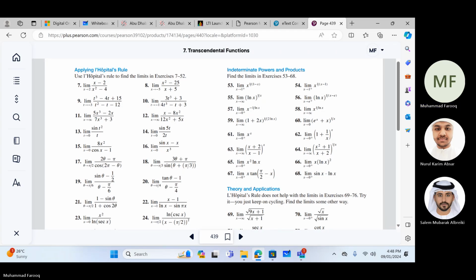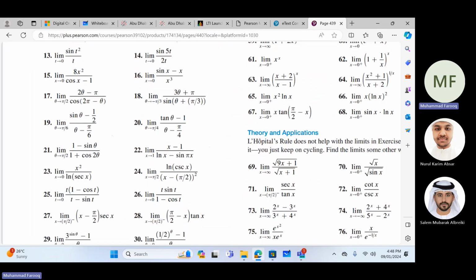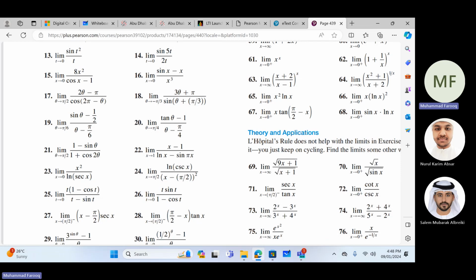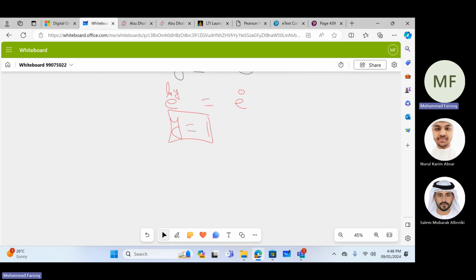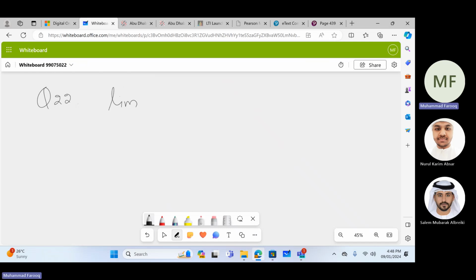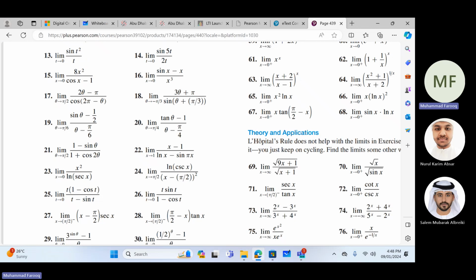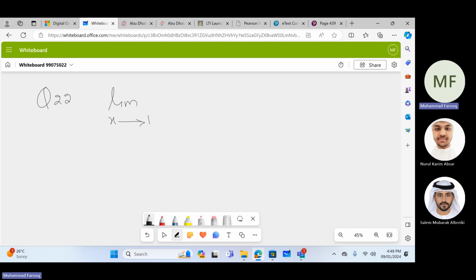You can try question 22, please. This is the limit as x approaches 1 of x minus 1 divided by ln x minus sine pi x. Question 22, please. So the limit as x comes to 1 of x minus 1 divided by ln x minus sine pi x. So this is question 22.